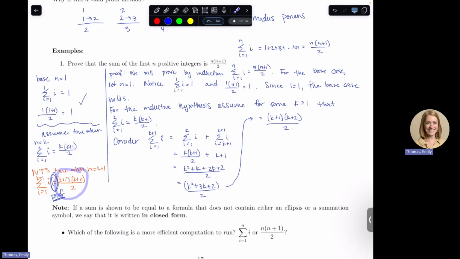So, we have shown by induction that the sum from i equals 1 to n of i is n times n plus 1 over 2. And we are done.